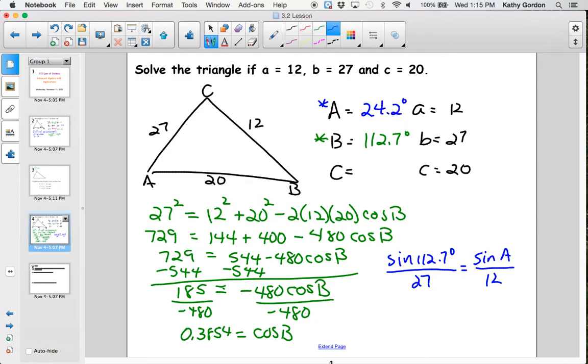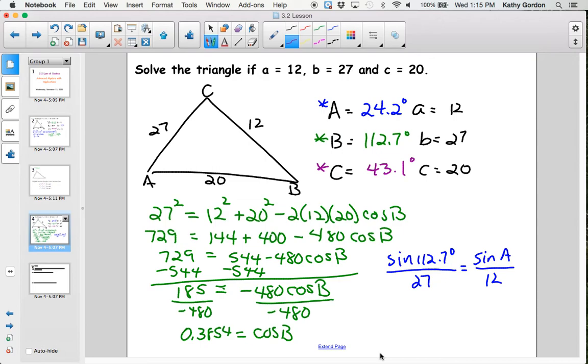All right, and then for angle C. What do we do to find angle C? Okay, so what do we get? 43. How much? 43? Yeah. Point what? 1? All right, does that make sense?